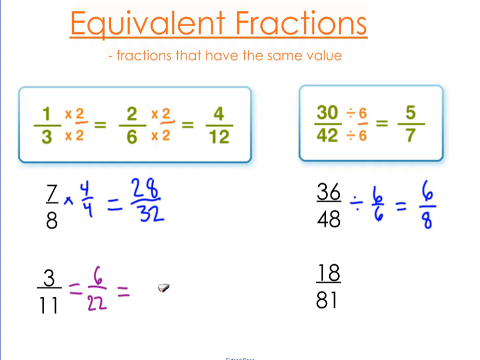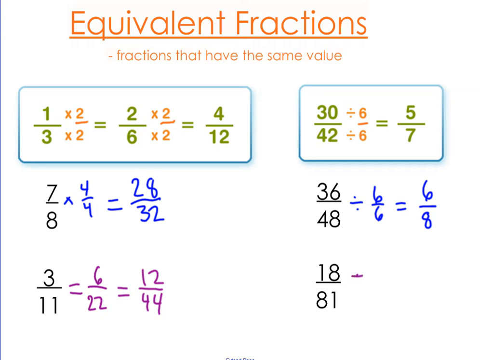I also know that I could do 3/11 times 4/4. So if I did that, 3 times 4 is 12, and 11 times 4 is 44. So 3/11 is equivalent to 6/22, which is equivalent to 12/44. And I can keep writing all of these equivalent fractions forever.